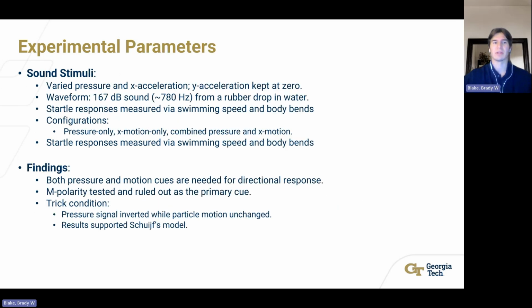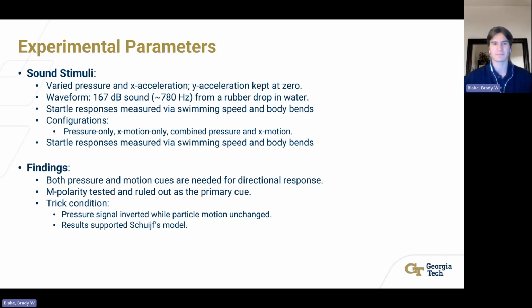And then the parameters we looked at: we varied the pressure and the x acceleration. We kept the y acceleration at 0, using a 167 dB waveform. We had different configurations: pressure, x motion, and combining them. The experiments found that both pressure and motion cues are needed for directional responses. So it's limited us to 3 potential methods for directional hearing.